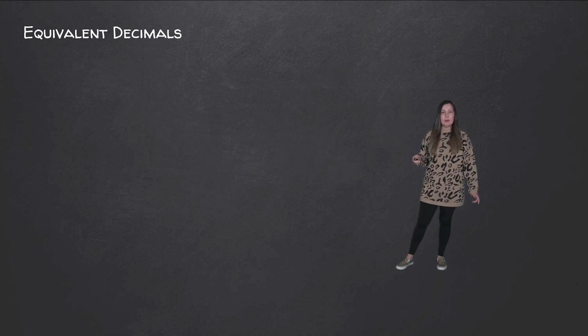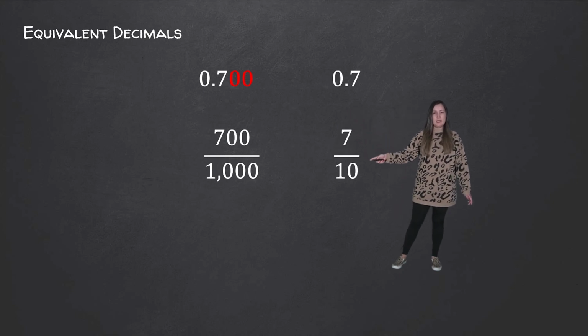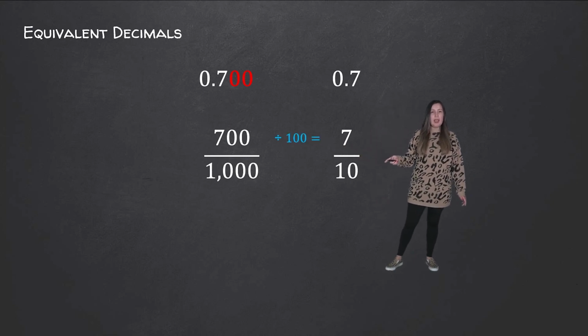So let's go backwards now, and this time we're going to start off with 700 thousandths, okay? And then we have 7/10 here. Now, in order to get from 700 to 7, we have to divide by 100. Whatever we do to the numerator, we must do to the denominator as well. 700 divided by 100 is equal to 7. 1,000 divided by 100 is equal to 10. So these two decimals are equivalent.